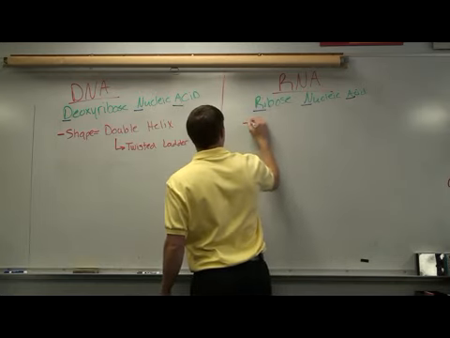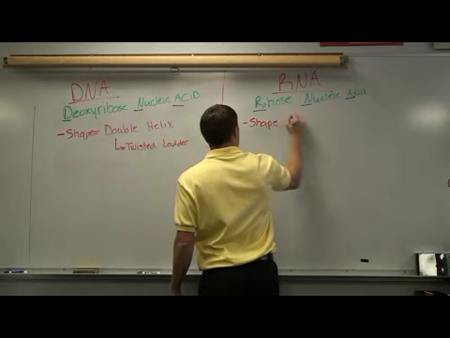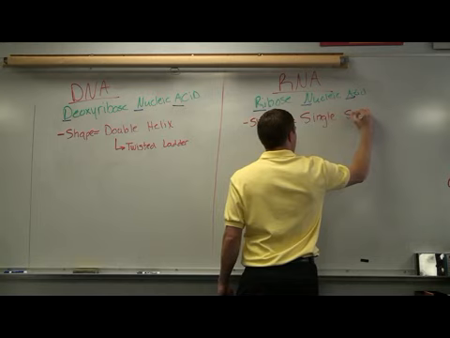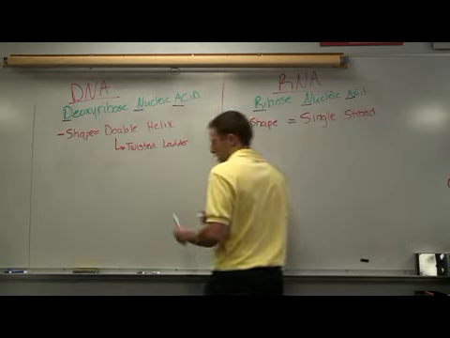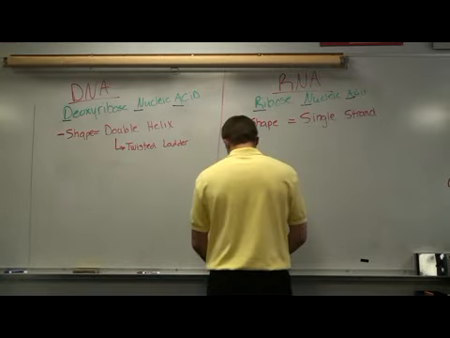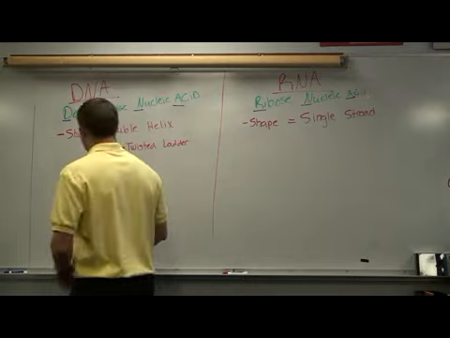The shape of RNA is a single strand. And I'll show you pictures of these here in just a little bit. I'm going to draw them right there. So the shape of DNA is a double helix. RNA is a single strand. So it's half of what DNA is. So DNA, what shape's DNA? Double helix.